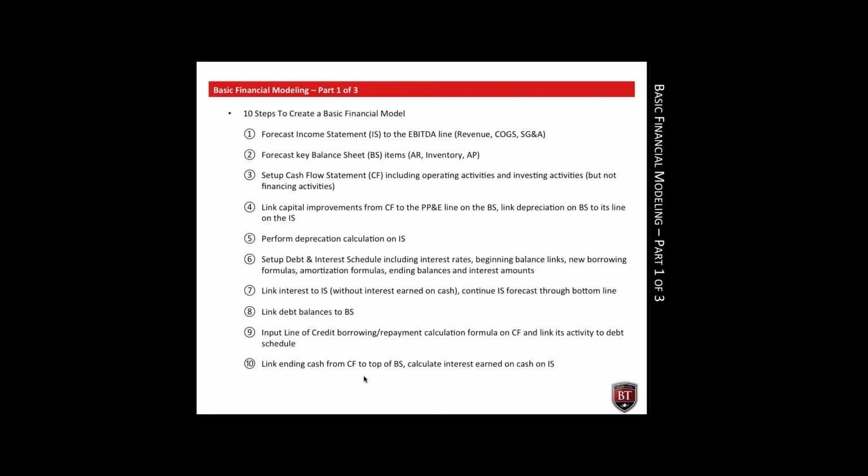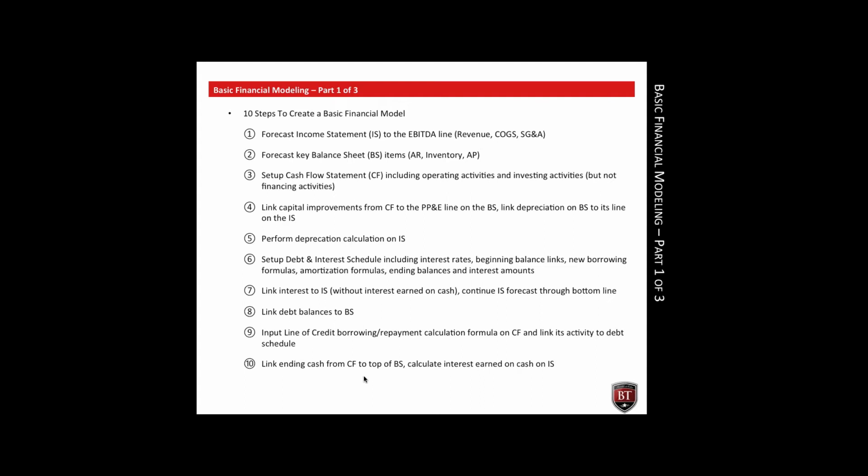Basically, we're going to forecast the income statement to the EBITDA line, which basically just means forecasting revenue, cost of goods, and selling and general admin. We're going to forecast key balance sheet items such as accounts receivable, inventory, and payables. We're going to set up the cash flow statement to capture all those changes on the balance sheet and capture some data coming in from the income statement.